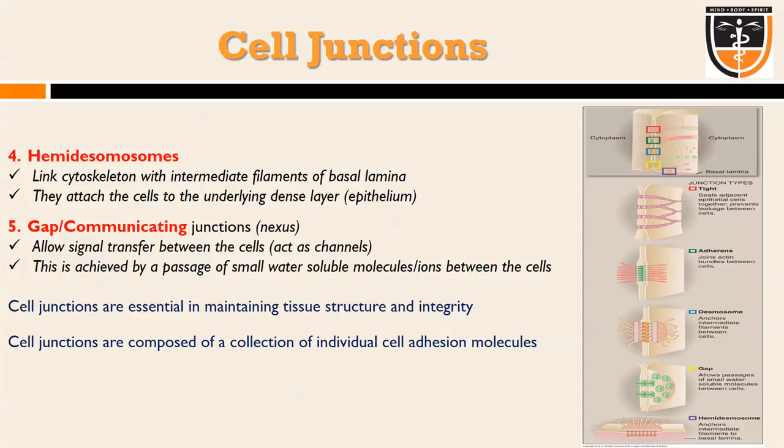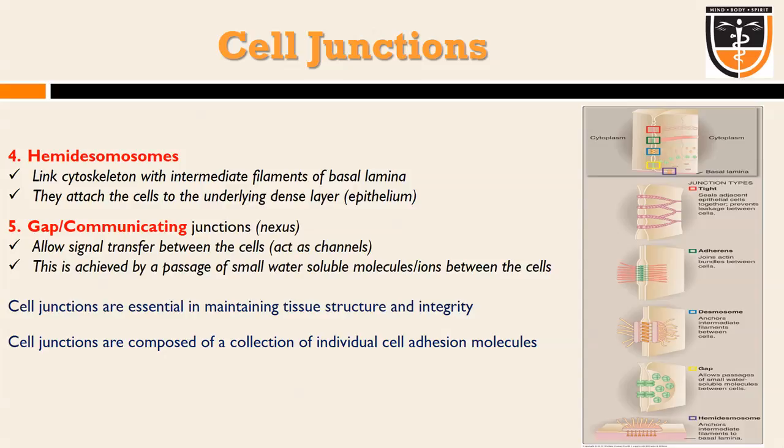The next group are hemidesmosomes, all the way to the bottom. Hemidesmosomes are areas of the basal membrane that link the cytoskeleton of intermediate filaments to the basal lamina. What does that mean? You know what the basal lamina is, on the bottom of epithelial cells? They will glue the epithelial cells onto the basal lamina, keeping them attached to it. Those are the hemidesmosomes.